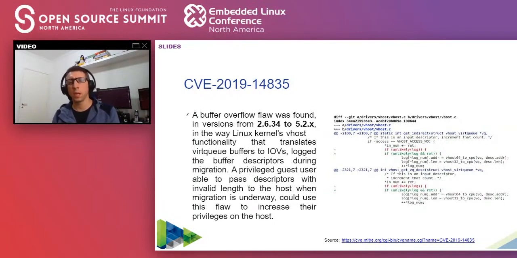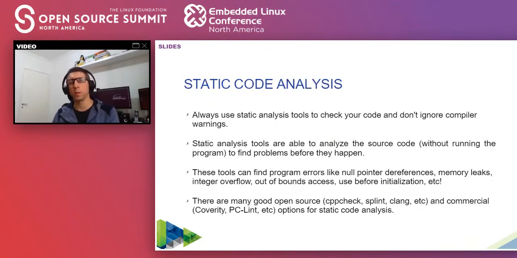This is just an example, and we have hundreds of examples of vulnerabilities. This vulnerability is from the Linux kernel. It was there for several years. And if you're running a device that has a kernel from 2.6 to 5.2, you're vulnerable if you are using the virtual subsystem of the Linux kernel. That's why we need to care a lot about security, because if your device is vulnerable, it could be exploited, right?